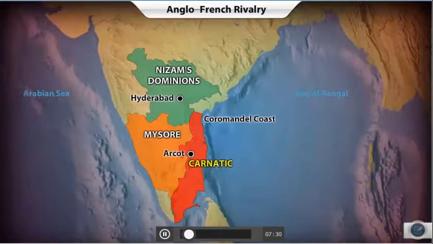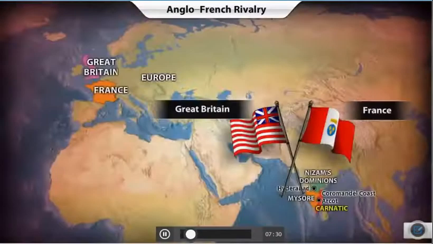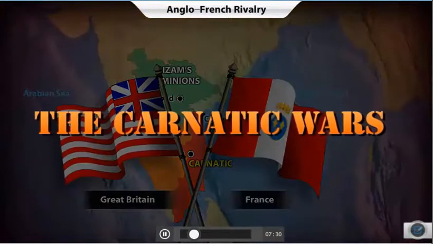Around the same time, arch-rivals Britain and France were engaged in a serious power struggle to oust each other from India. Their rivalry intensified further in India due to their political differences in Europe. Soon, Britain and France fought thrice against each other in the Carnatic region to eventually establish their supremacy in India. These wars were called the Carnatic Wars.